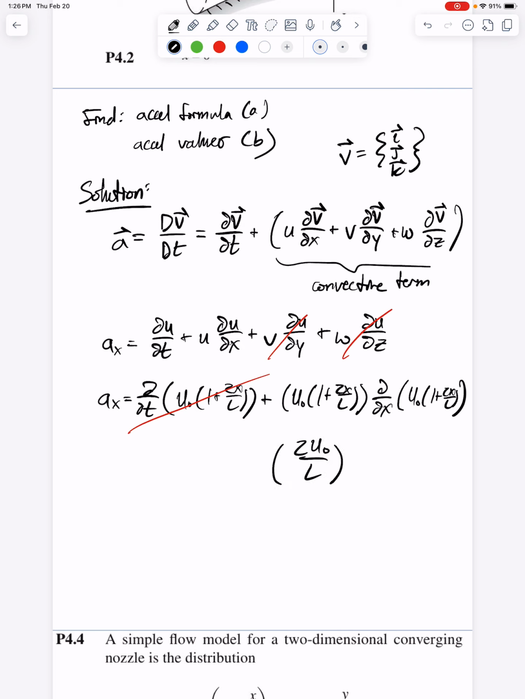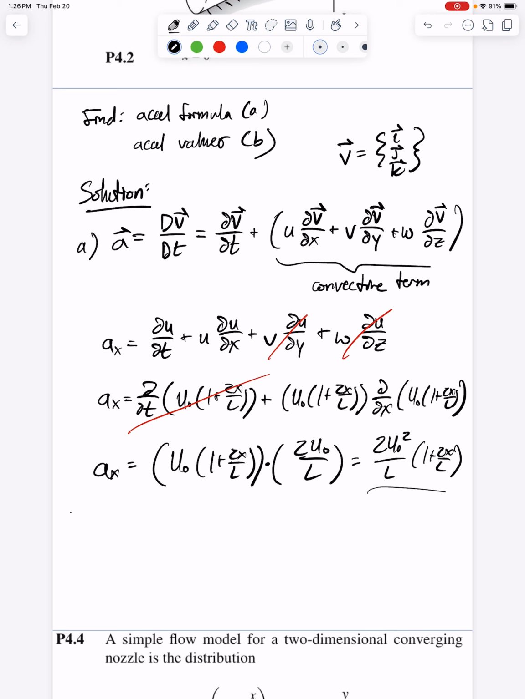That's my spatial derivative multiplied by u, which is u naught times (1 plus 2x over L). And that's ax. ax is going to give me 2 u naught squared over L times (1 plus 2x over L). So this is the formula for acceleration in the x direction. That's part A.